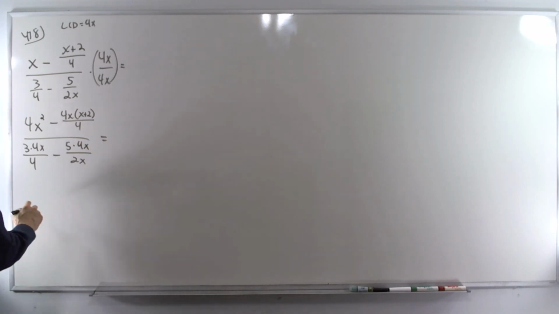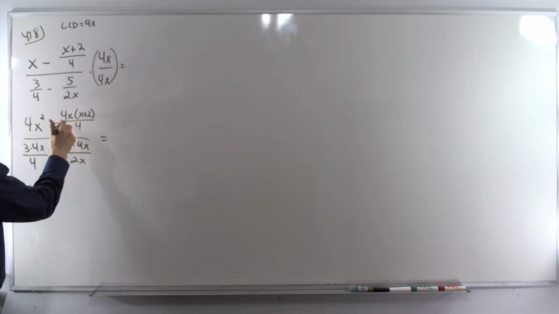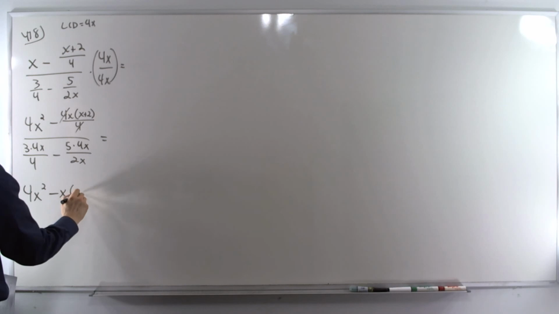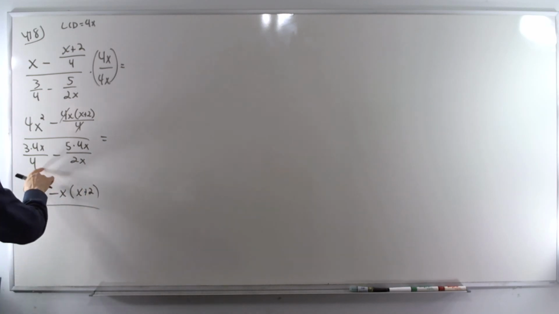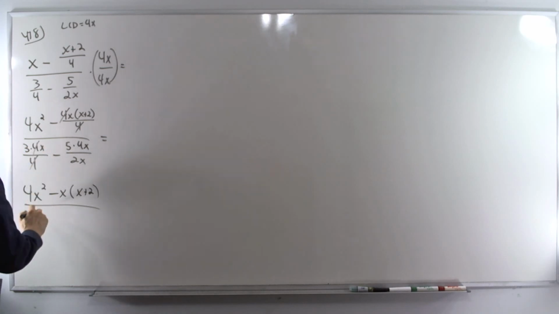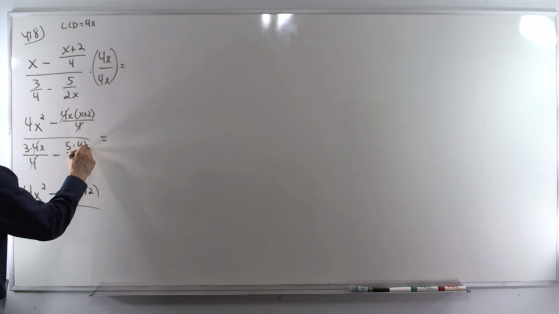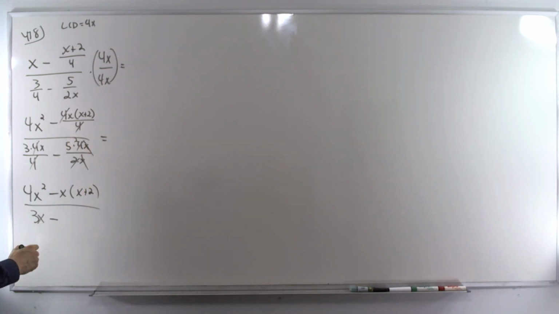Now let's simplify. All right, nothing we can do here. Here we'll cancel the 4's, leaving x times x plus 2. And here we'll cancel the 4's, leaving 3x. And here we can cancel the x's, and 4 over 2 reduces to 2 over 1. So minus 10 there.